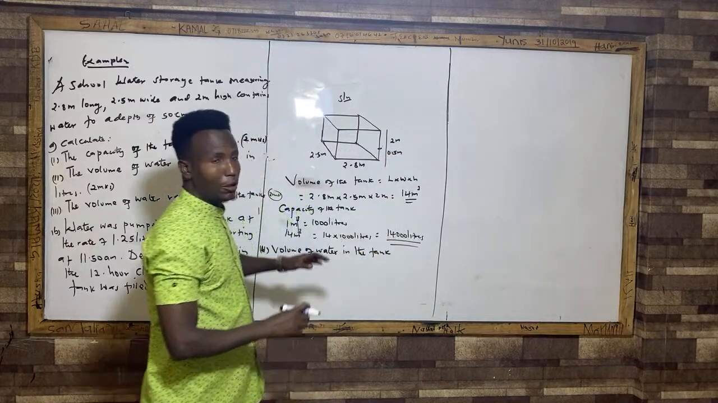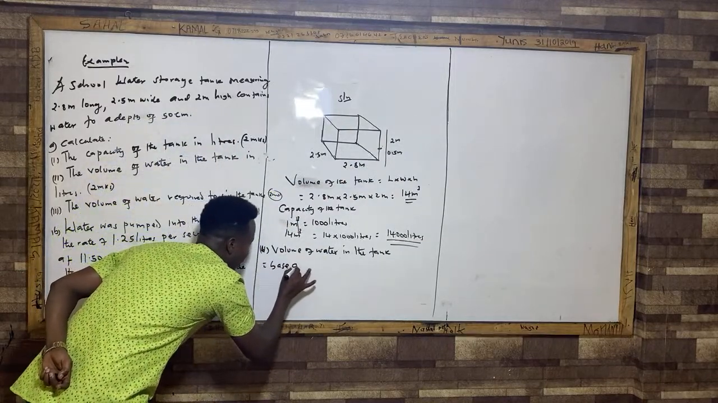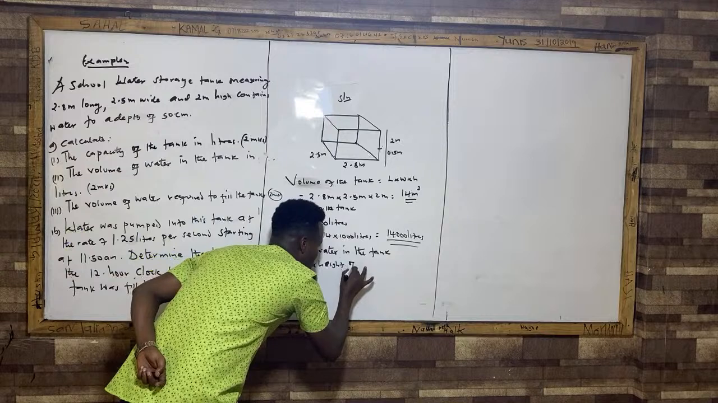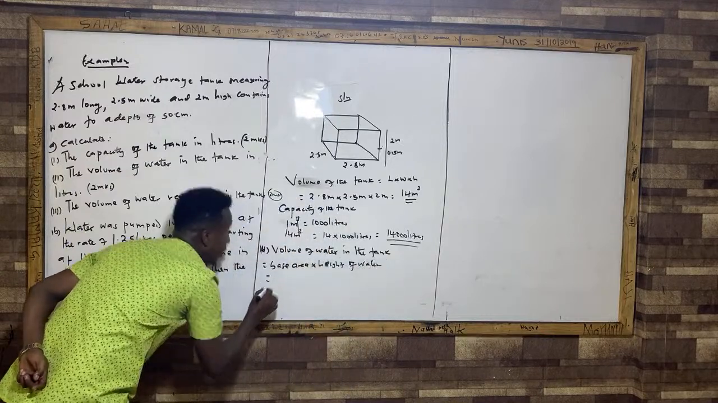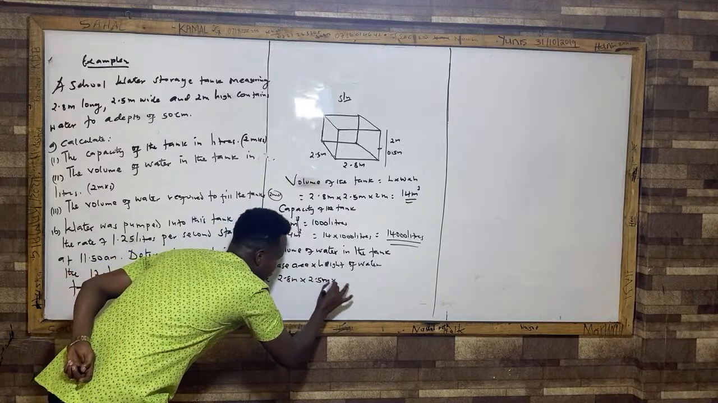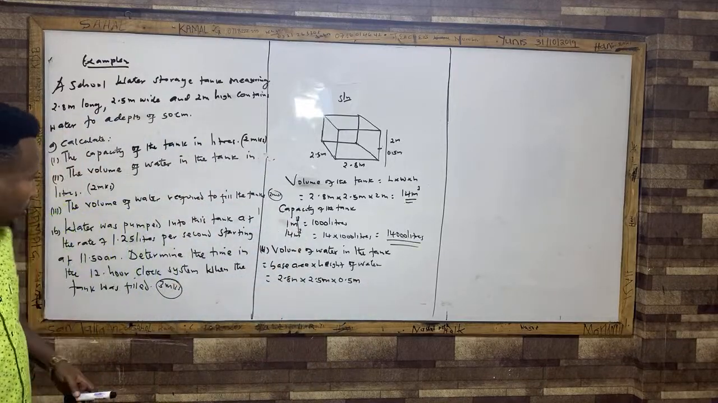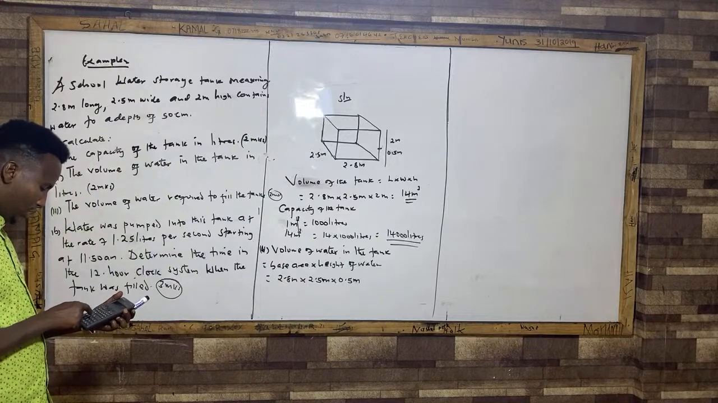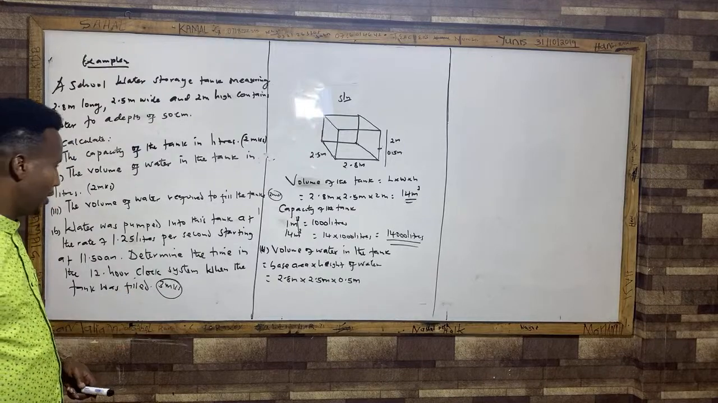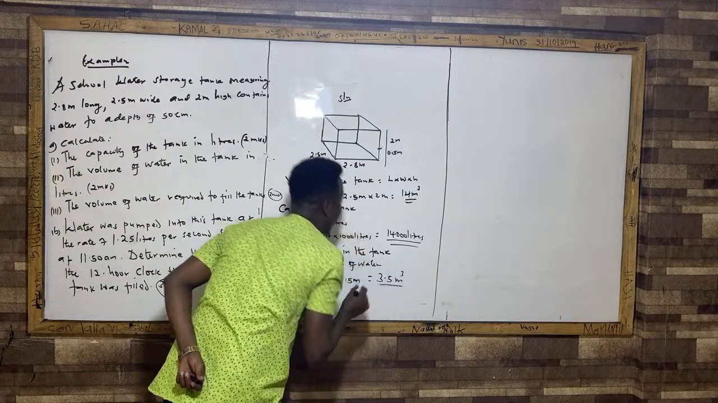So you can get the volume of water by saying base area times height of water, be specific. It will be 2.8 meter times 2.5 meter times 0.5 meter, because that is the depth of the water, the height of the water. So it's 2.8 times 2.5 times 0.5. That will give us 3.5 meter cubic. So that is the volume.